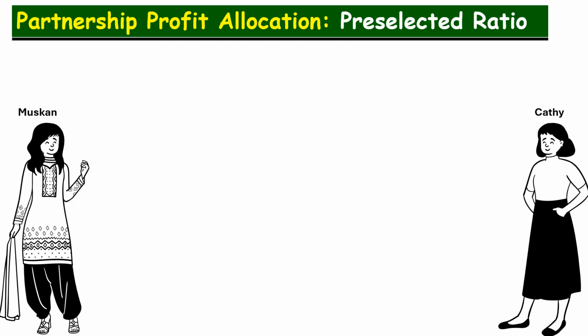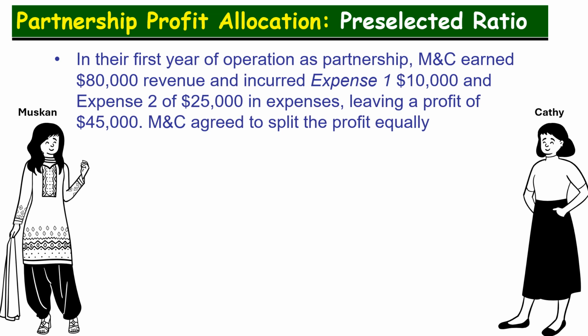Now let's look at an example of Muskan and Kathy. Muskan and Kathy, in their first year of operation as a partnership, M&C earned 80,000 revenues, incurred expense number 1 of 10,000, expense number 2 of 25,000 in expenses, leaving a profit of 45,000. M&C agreed to split the profit in the ratio of 50-50, that is equally. Now, how do we allocate this profit to Muskan and Kathy?